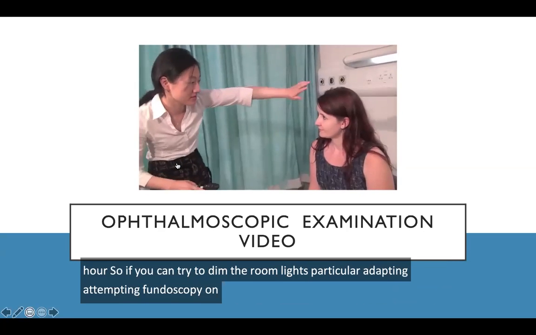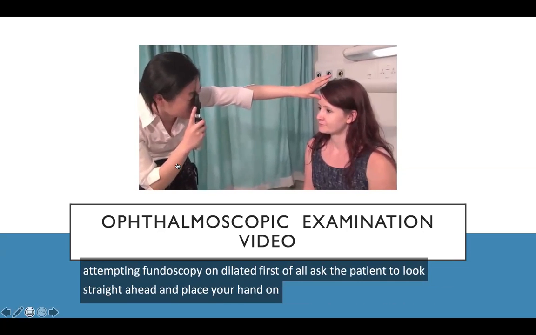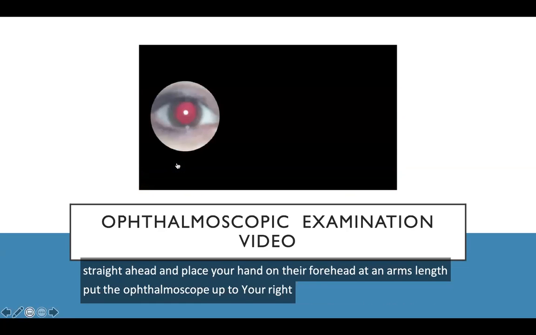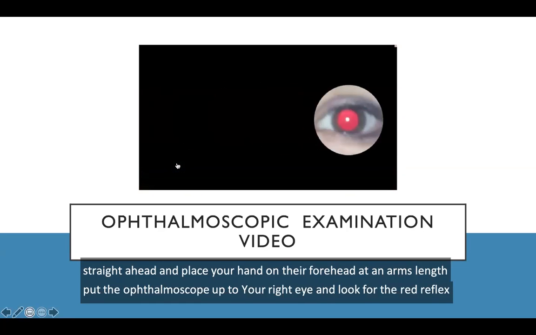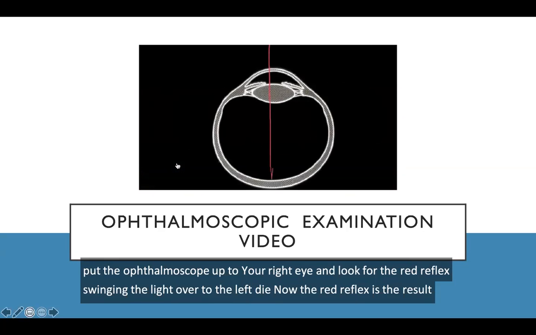First of all, ask the patient to look straight ahead and place your hand on their forehead. At an arm's length, put the ophthalmoscope up to your right eye and look for the red reflex, swinging the light over to the left eye. Now, the red reflex is the result of light reflecting back from the retina.